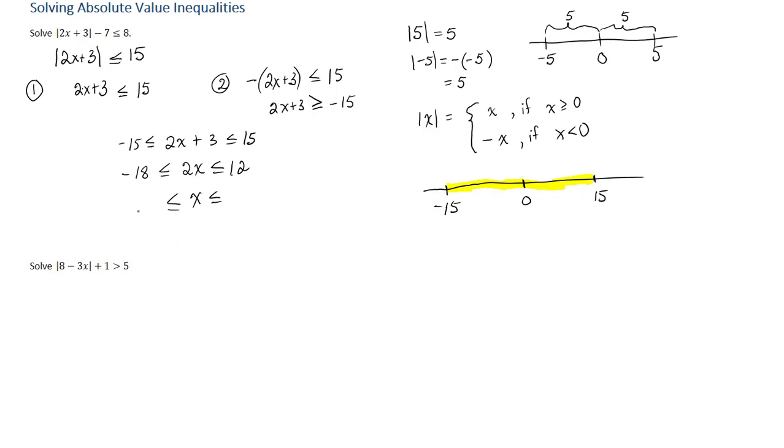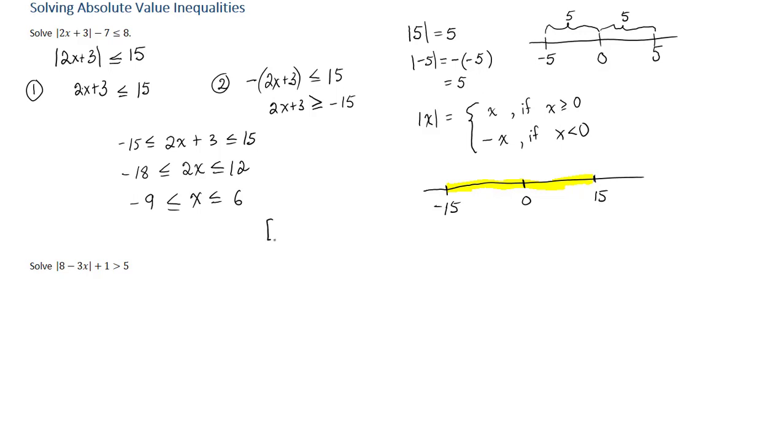And dividing by a positive number doesn't change the inequality signs, so they stay the same. So we're saying that dividing negative 18 by 2 is negative 9. And 12 divided by 2 is going to be 6. So our solution is x is between, including, negative 9 and 6.